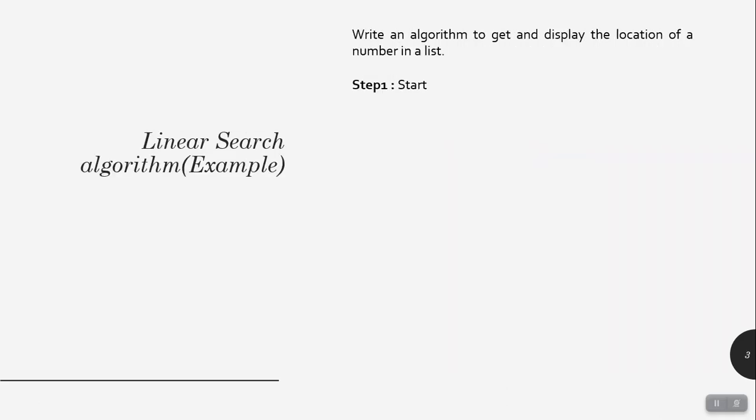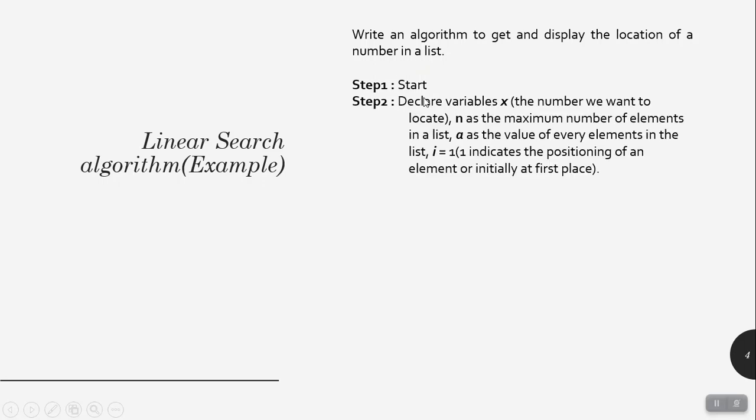So how are we going to implement linear search as an algorithm? The problem specification is: write an algorithm to get and display the location of a number in a list. Step 1 is start. Step 2, declare variable x, the number we want to locate, and n as the maximum number of elements in a list, a as the value of every element in the list, and i initially at 1, meaning it indicates the position of an element, initially at first place. And then accept a value for x.